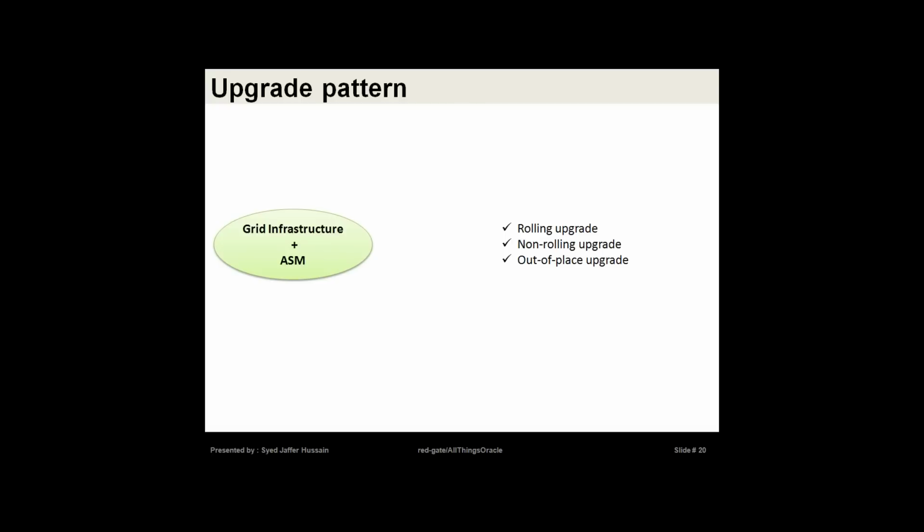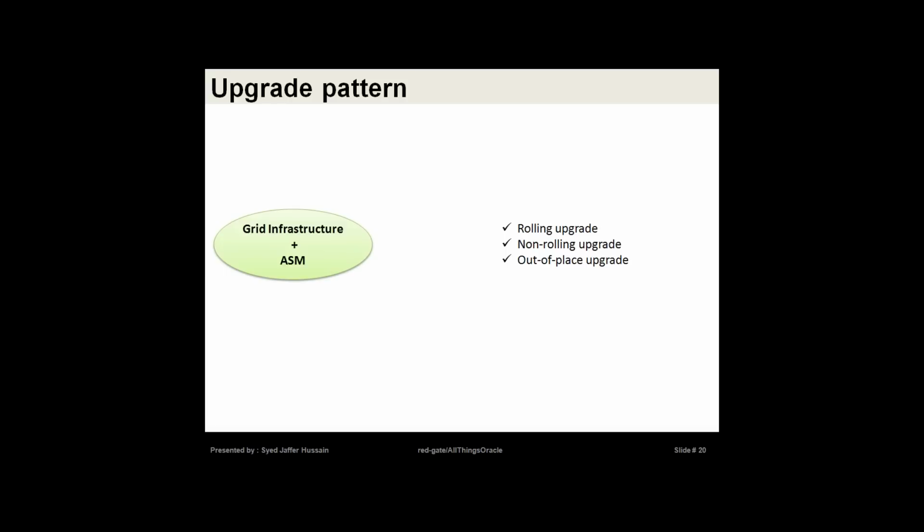So as part of a cluster upgrade, you perform ASM and grid infrastructure upgrade. In the first place, it can be a rolling upgrade or a non-rolling upgrade. And of course, from 11g release 2 with patch 2, I guess, 11.2.0.2, all the upgrades are out-of-place upgrades. This basically saves a lot of upgrade time and drastically reduces the time required for system downtime.